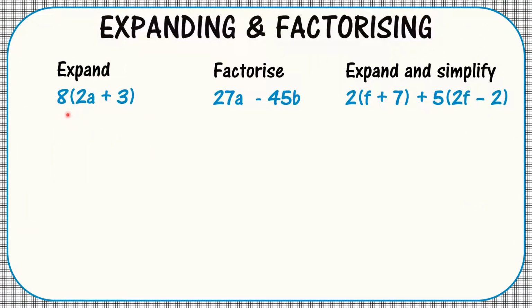Let's expand this first question. You have 8 bracket 2a plus 3. What you do is you do 8 times 2a, which is 16a, and then you do 8 times 3, which equals 24. So the final answer is 16a plus 24.